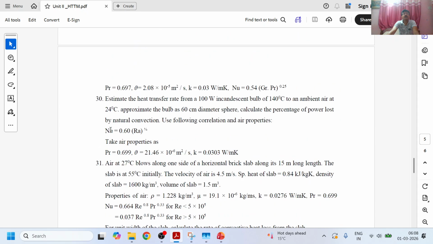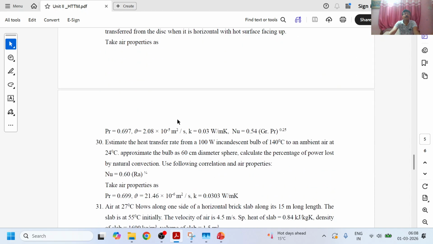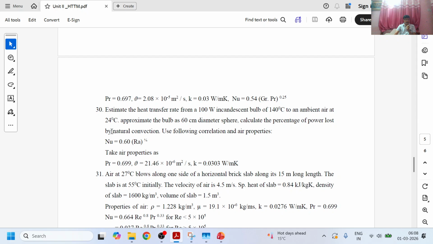Okay, so we'll try. You can solve problem number 29 on your own. I will solve problem number 30 because it is important. Why? The reason is its answer is something contradictory. We'll calculate it and then we'll comment on it.